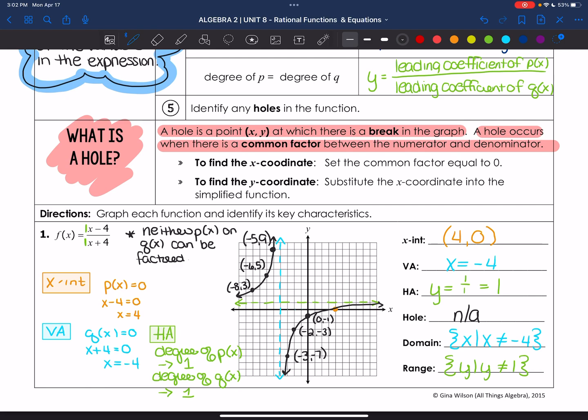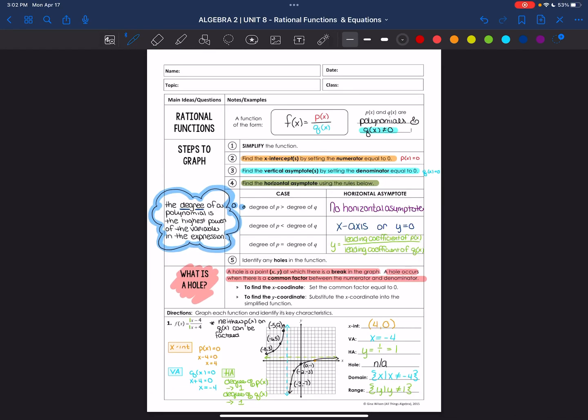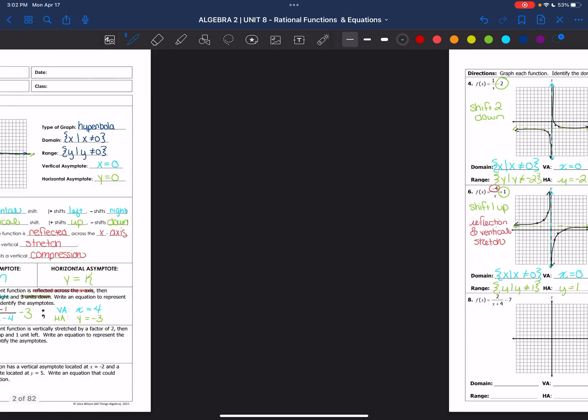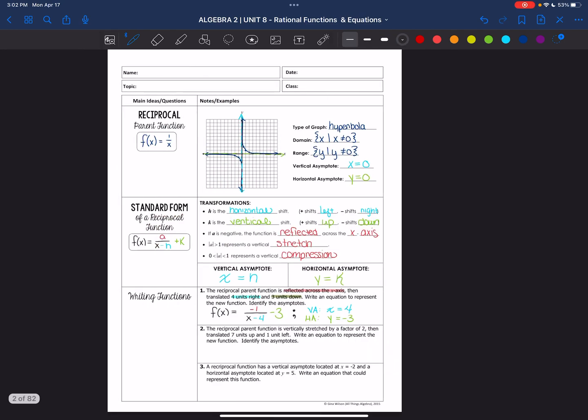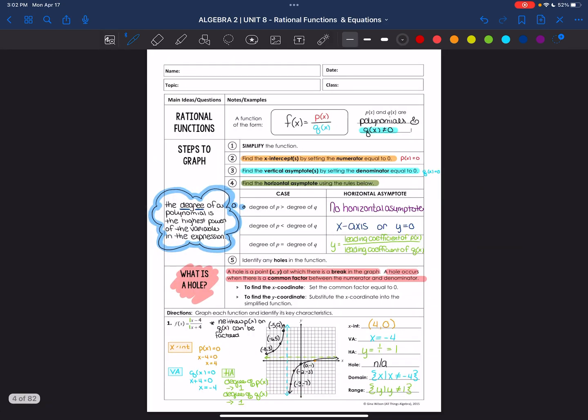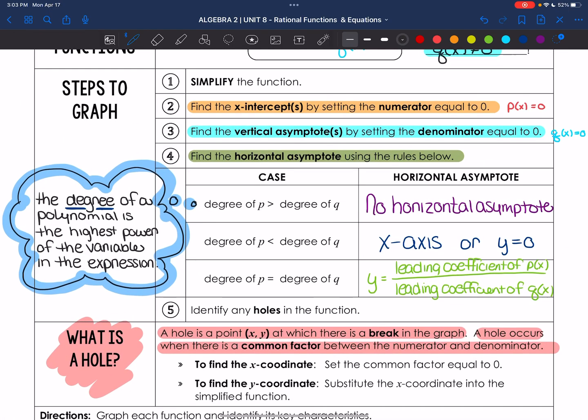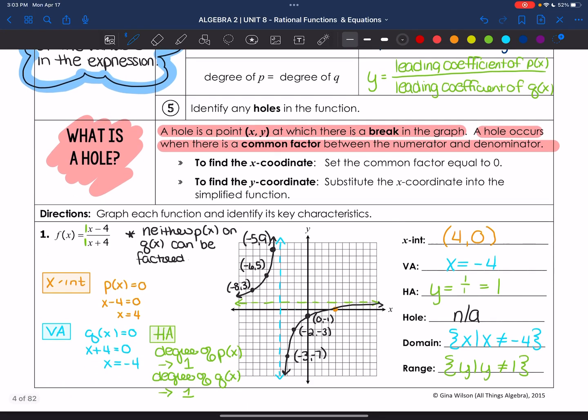There you have it. That is graphing a rational function. There's a little bit more to it than graphing a reciprocal function, but a lot of it does feel quite similar now that we have a better understanding of vertical and horizontal asymptotes. We can apply that to this type of function as well.